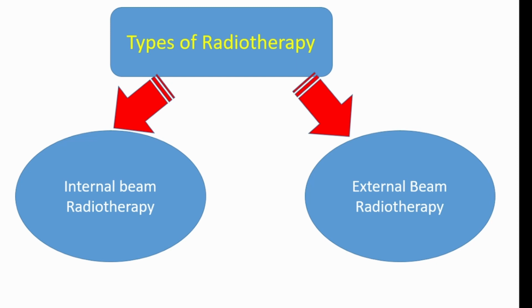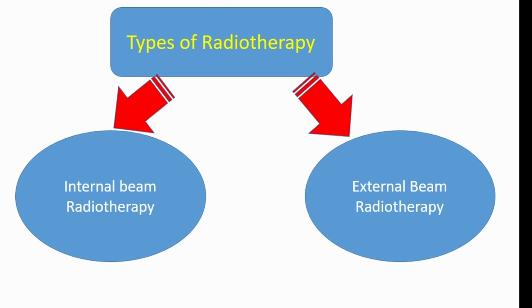Radiotherapy can be divided into two major groups. The major groups that we have are internal beam radiotherapy and external beam radiotherapy. So what is the difference between the two? Essentially, when we're talking about internal beam radiotherapy, the source of radiation is put inside your body, and it produces radiation from inside, and that radiation then causes the therapeutic effect from inside.